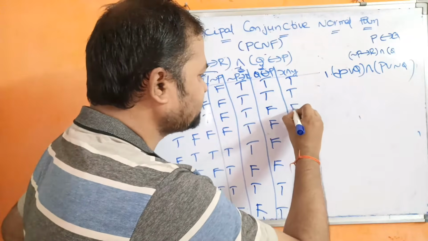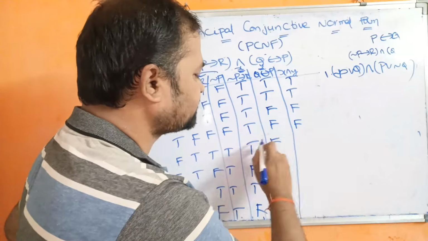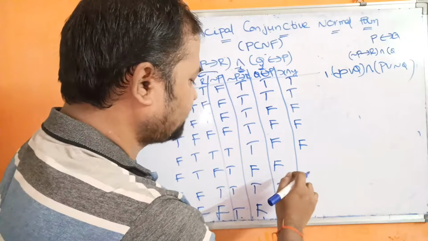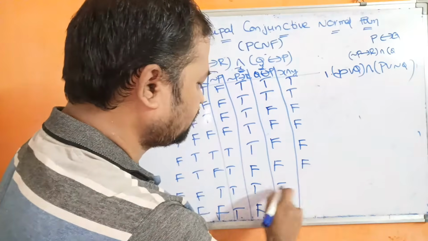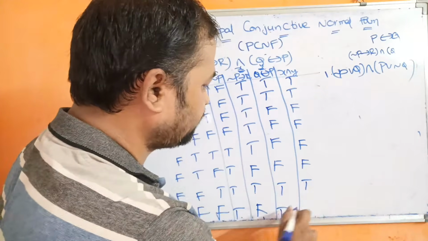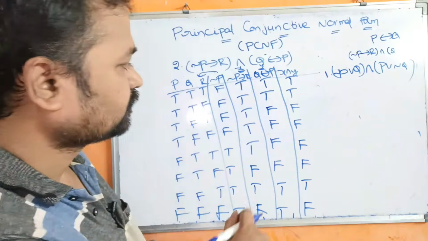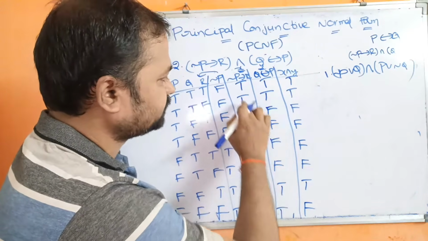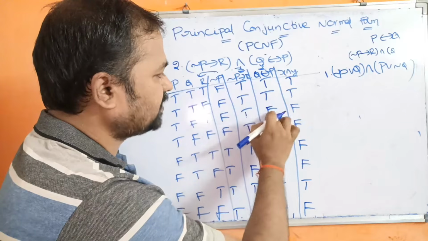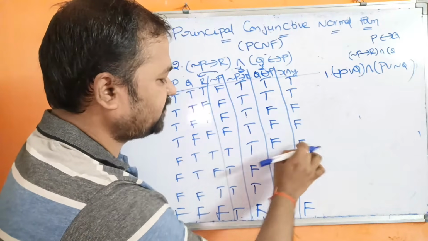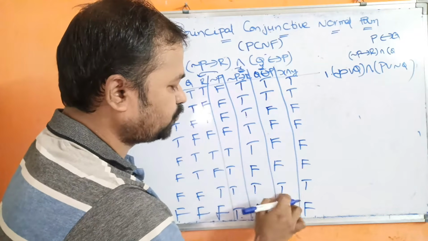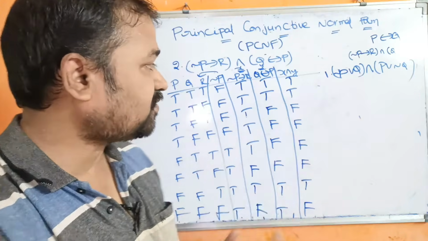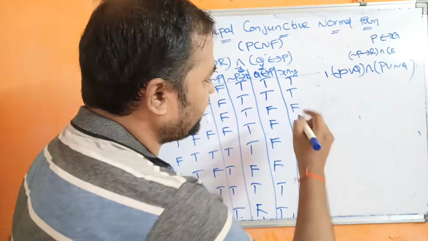True false means false. False false means false. True true means true. So true false means false. Okay. So true true true, true true true, false false false, true true true, true true true, true false false, true false false, true false false, false false false, true true true, true false false. Okay. True false false. Next we need to check what are the truth value falses.